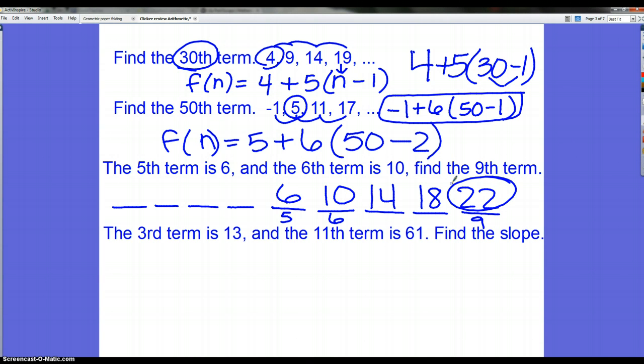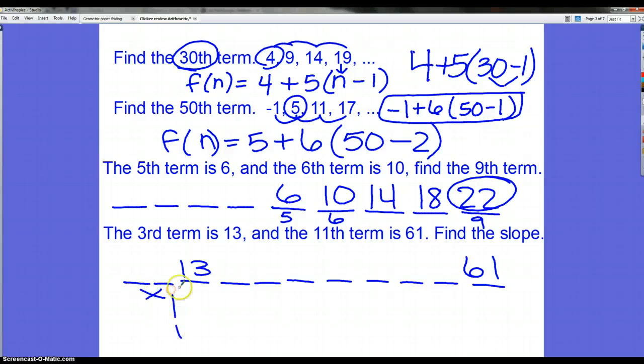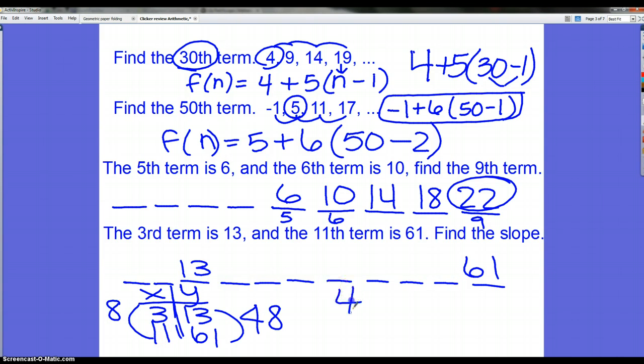The 3rd term is 13. 1, 2, 3. And the 11th is 61. Find the slope. So 4, 5, 6, 7, 8, 9, 10, 11, 61. So this should look familiar of what we've already done. We made a table. The 3rd term is 13. The 11th term is 61. So 61 minus 13 is going to be 48, I believe. And then 11 minus 3 is 8. So our slope is 48 over 8, which turns out to be 6.